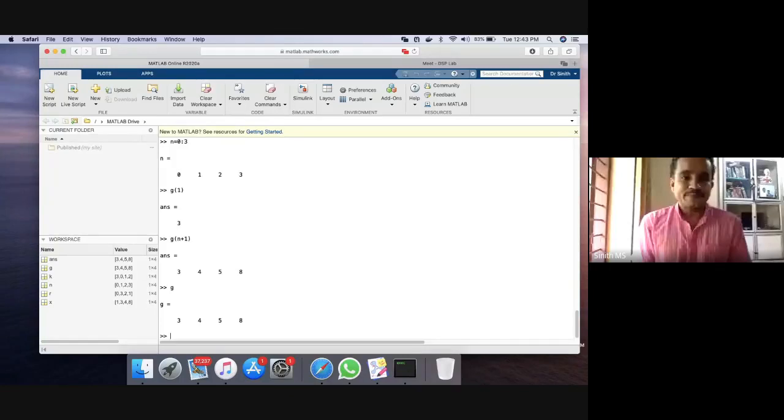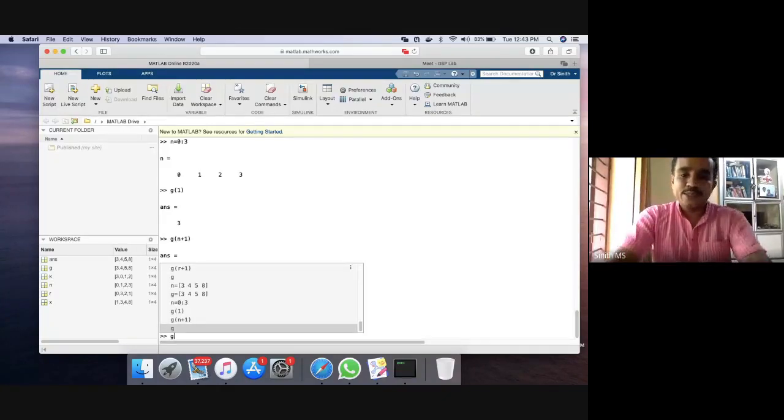So you have G as 3, 4, 5, 8. Suppose you want to shift this by a circular shift of 1. You know that if you shift this by 1 to the right in a circular way, instead of 3, 4, 5, 8, you will get 8, 3, 4, 5. To obtain that, you know that n is 0 colon 3, which is 0, 1, 2, 3. So if you give G of n plus 1, you get 3, 4, 5, 8.